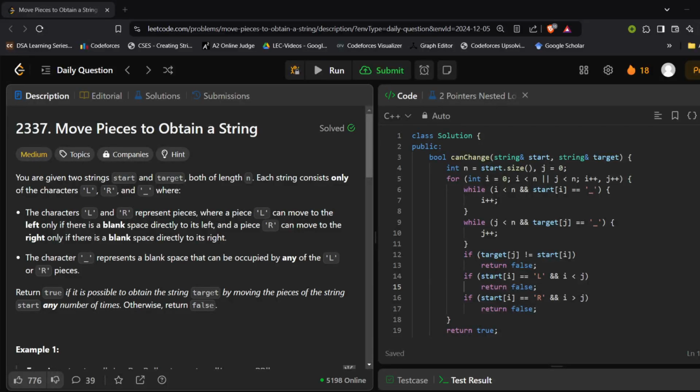Today's problem is move pieces to obtain a string. So in this problem, we are given two strings, start and target. Both are of length n, and each string consists of only characters L, R, and underscore.